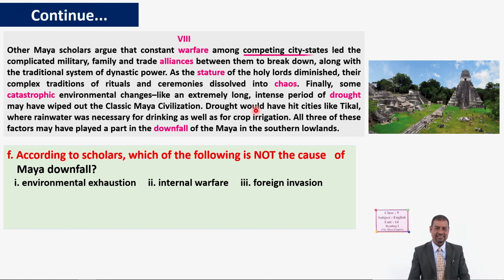So you can find, say, competing city means you can find internal warfare. Okay. Next you can find here environmental changes like an extremely long drought. It means that this is not the answer. Okay. So foreign invasion we have to choose here. So our right answer is foreign invasion. So have you done it?